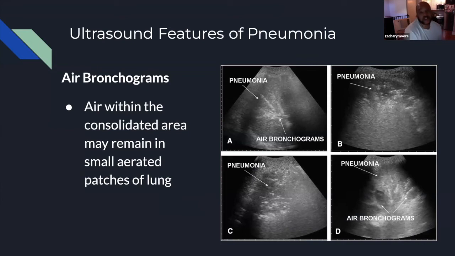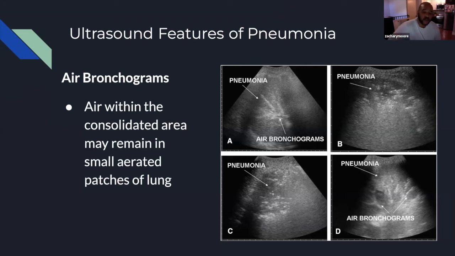Lastly, another feature of pneumonia is air bronchograms. Air within the consolidated area may remain in small aerated patches of lung, or more commonly, the air remains within the small bronchi. The echogenic appearance of the small air bubbles all lined up with the bronchi is known as an air bronchogram. So there are two different types. There's static versus dynamic air bronchograms.